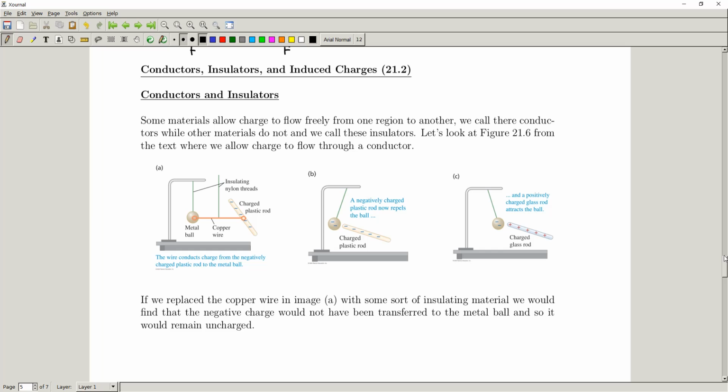So what's going on here, right? We know that some materials allow charge to flow freely from one region to another. We call these conductors, and other materials don't allow charge to flow freely, and we call these insulators. There are some things that sit in the middle ground that are semiconductors, but by and large, most of the things that we deal with in the real world.